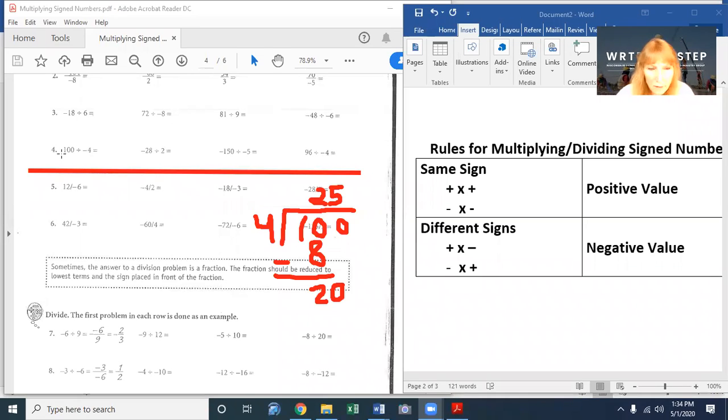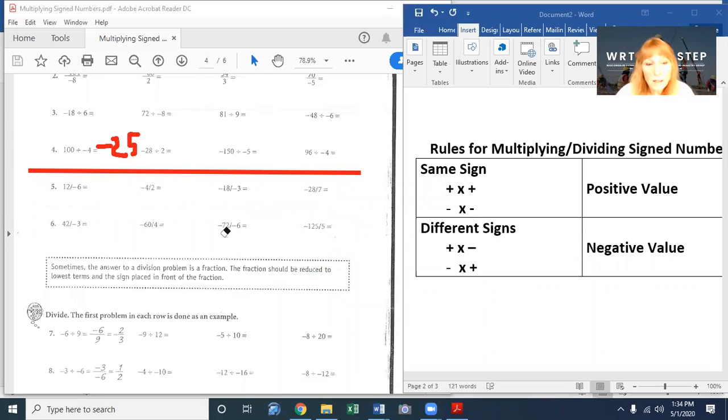We have a positive and we have a negative. Different signs. The answer is going to be negative, so it's going to be -25 right there. Okay, erase this.